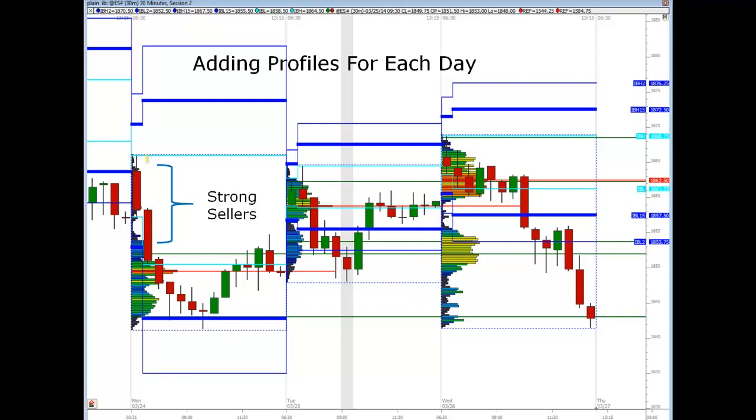Notice here on the very first profile, we had talked earlier about strong sellers, but it's quite visible here on the profile. Look at how there is really very little development as these two candles and the prices drop, indicating there wasn't really any resistance. No one was able to stand in the way of the sellers in this area, and it shows the strong selling activity that we alluded to earlier.